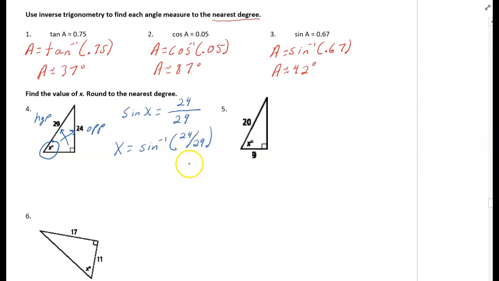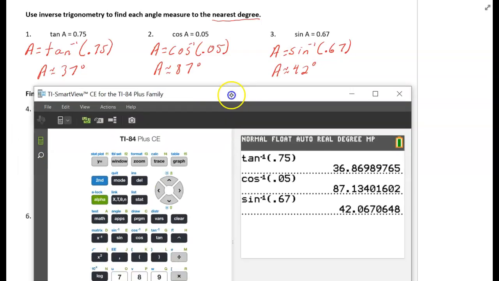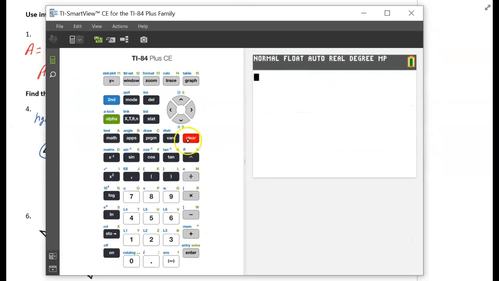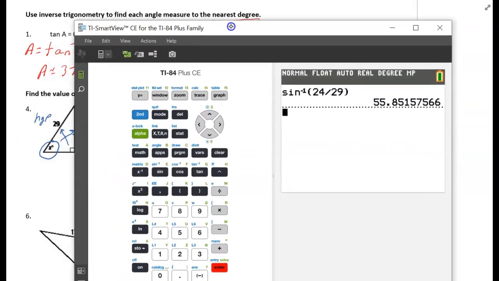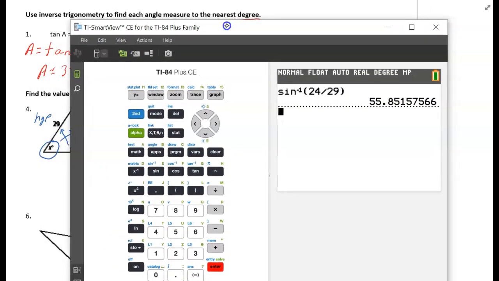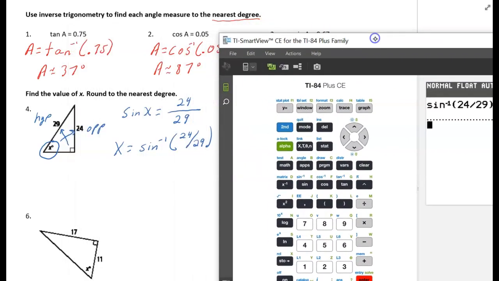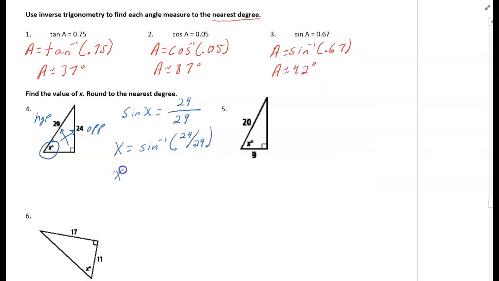And this is what I will be typing into my calculator. So on my calculator, I'm going to go inverse sine 24 divided by 29. And that tells me angle x is around 55.85 degrees. The directions say to the nearest degree, so I'm going to say x is around 56 degrees. Make sure you always read the directions. It may say tenths, it may say hundredths.